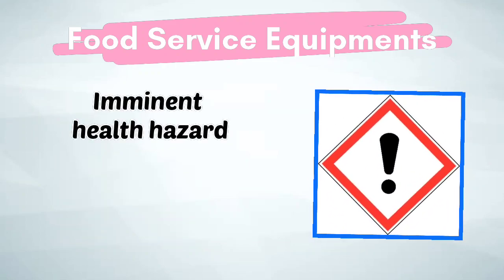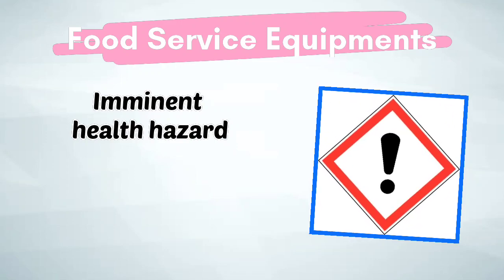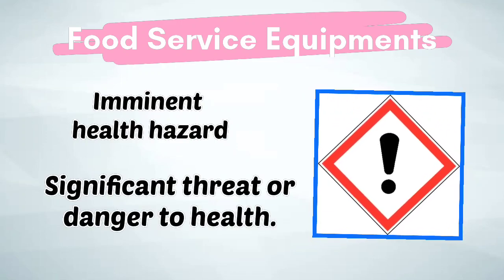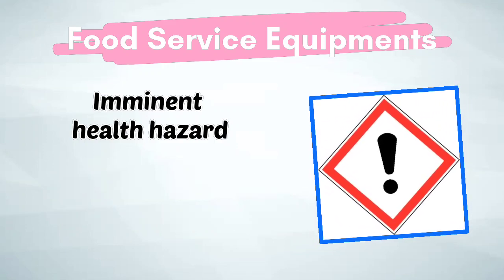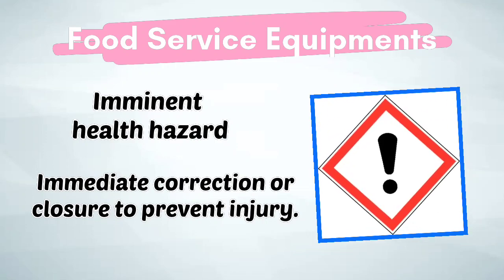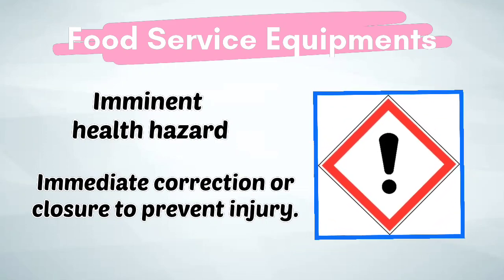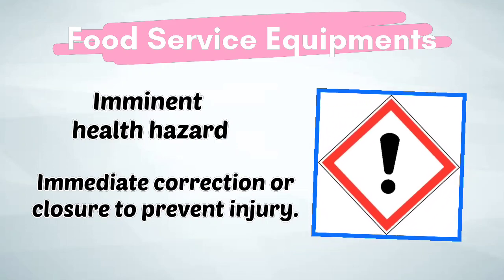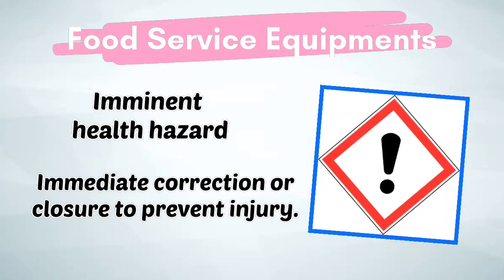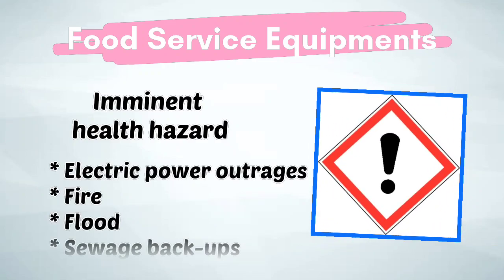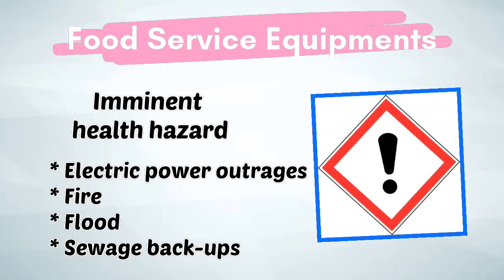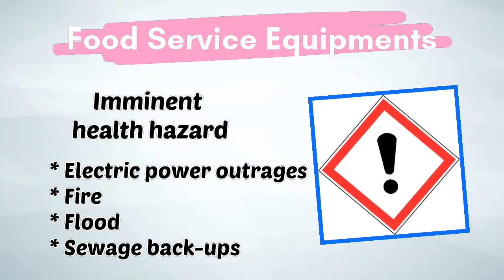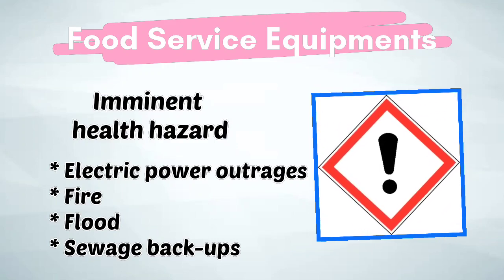Now, let's talk about imminent health hazards, which are a significant threat or danger to health that requires immediate correction or closure to prevent injury. What are the possible imminent health hazards? They are electric power outages, fire, flood, and sewage backups.